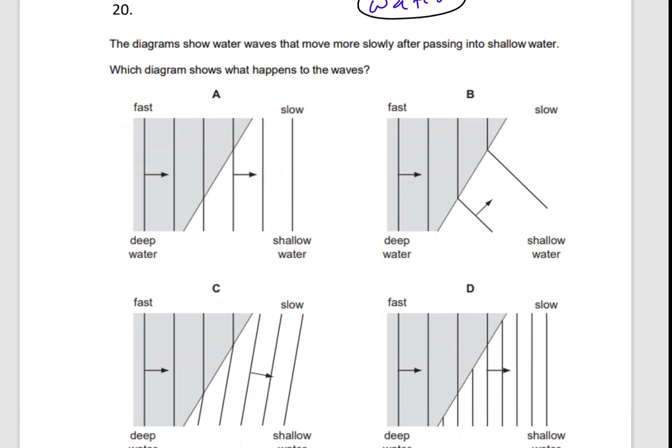Coming back to the question, it says the water is moving from deep water to the shallow water, which means in the deep water, it is fast. In the shallow water, it slows down. So apply the same rule here. When it is slowing down, that means it would bend towards the normal.